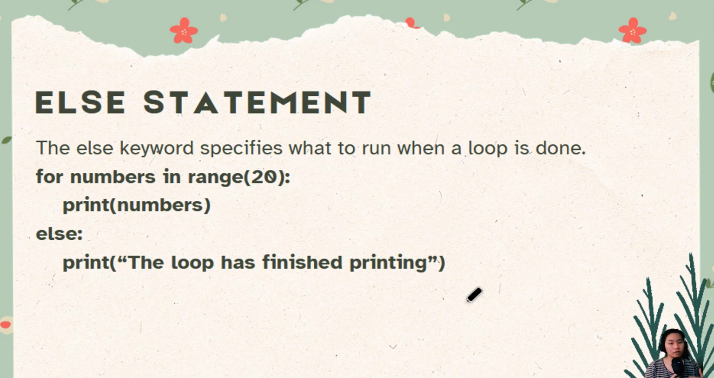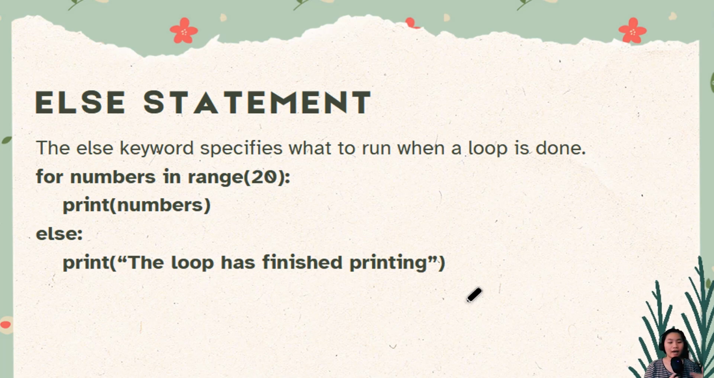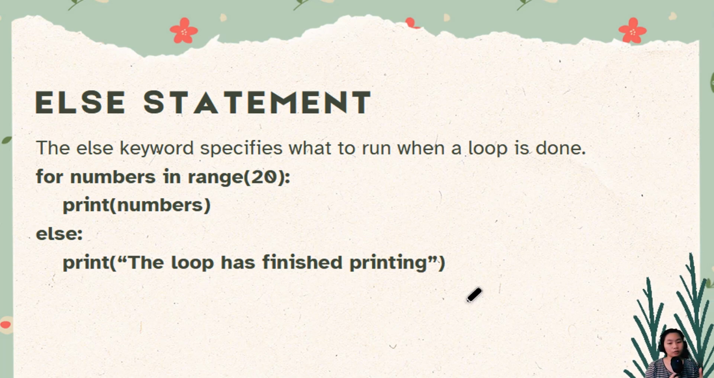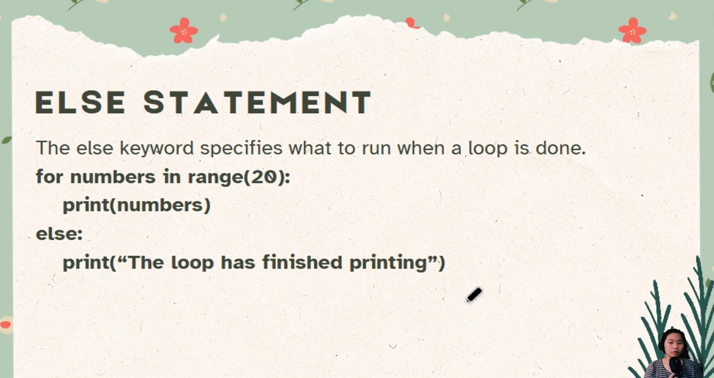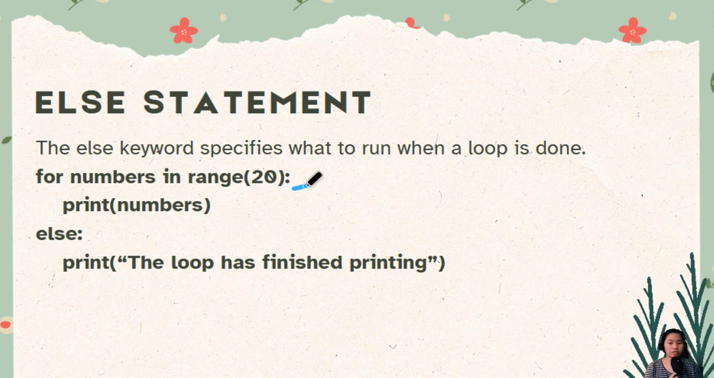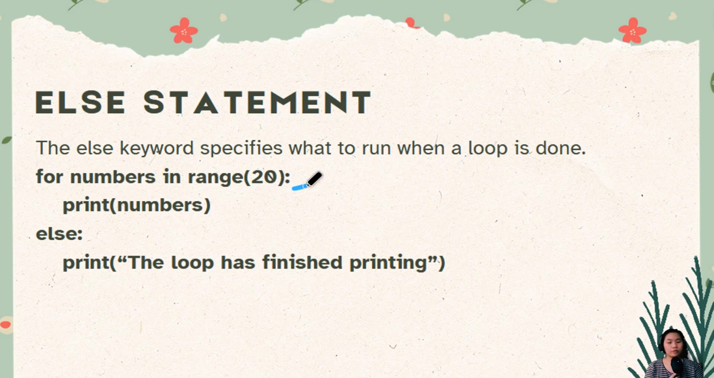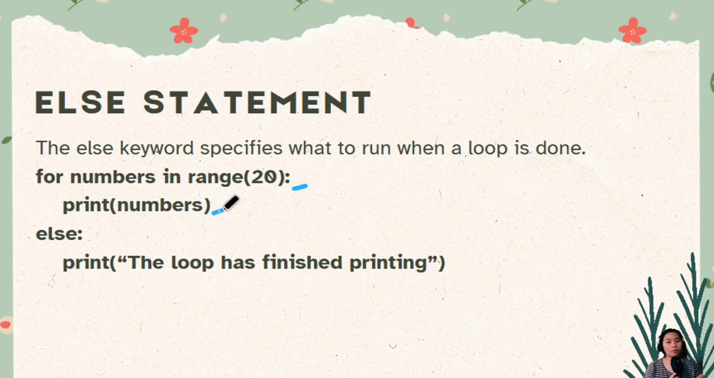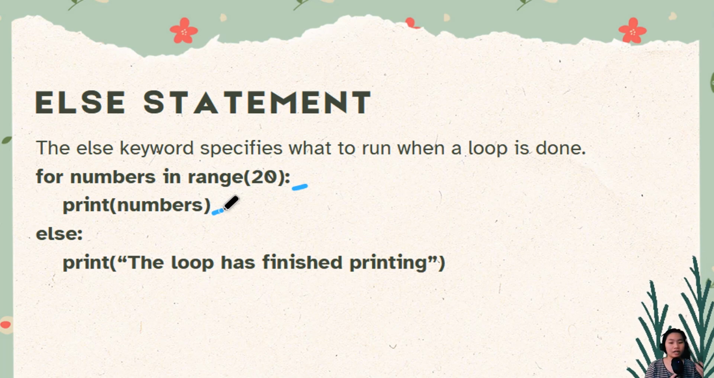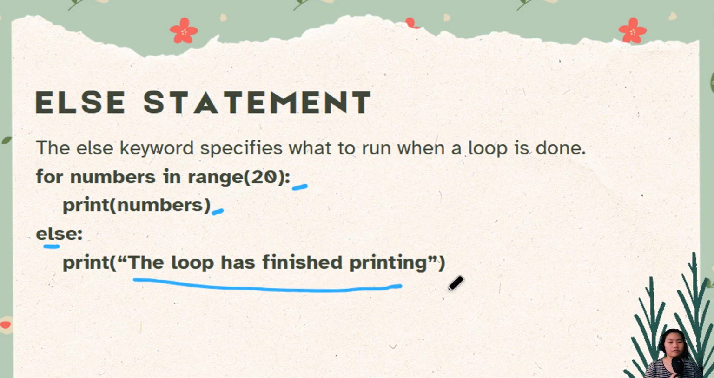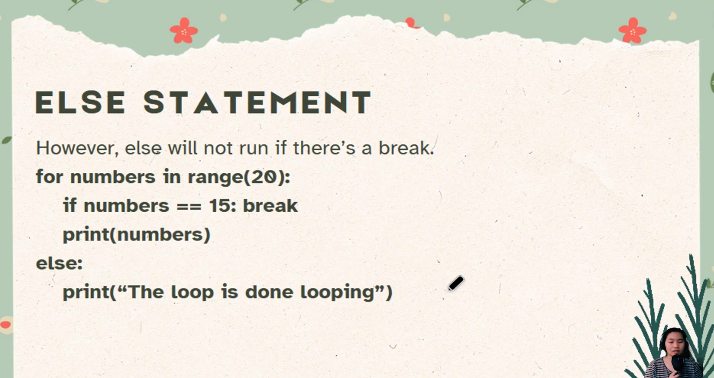So the else keyword specifies what to run after a loop is done. Okay, so once the loop is done looping, you can put like else the loop has finished printing, for example. As I've had here, for numbers in range 20, so this would print 0 up to 19 and then print numbers. And once Python has printed number 19, we jump onto else and we're going to print the loop has finished printing. As easy as that. Okay, now let's move on to the next part.